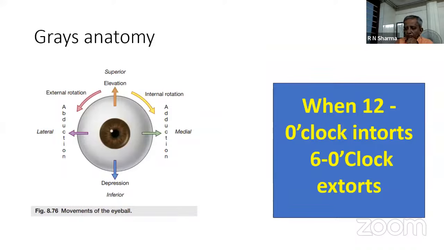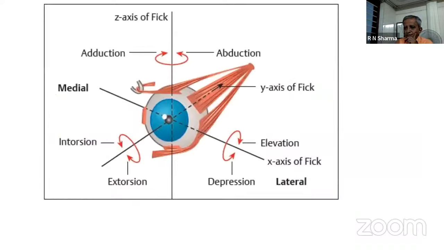Again, when the 12 o'clock meridian intorts, the 6 o'clock meridian will extort. We will not bother about 6 o'clock, we will bother only about the 12 o'clock meridian. Now regarding the rotation, there are three imaginary axes around which rotation will happen. One is an x-axis, another is a y-axis, and another one is a z-axis. So you have a horizontal x-axis, an anterior posterior y-axis, and a vertical z-axis.